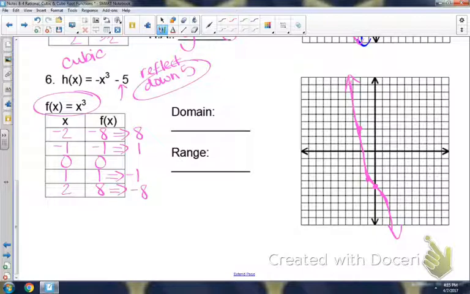All right, your domain and range. Remember I said on linear, on cubic, on cube root, your domain and range is going to be all real numbers because it's continuous both directions.